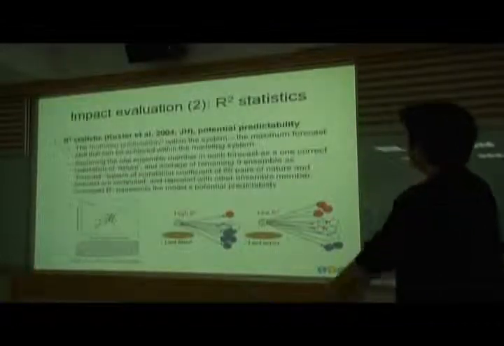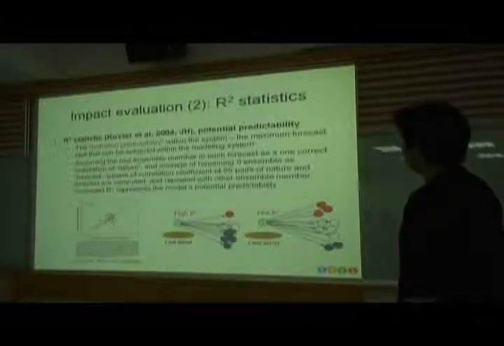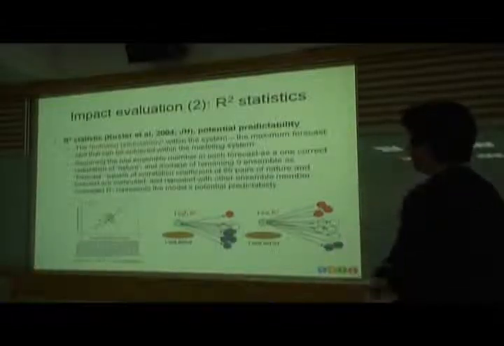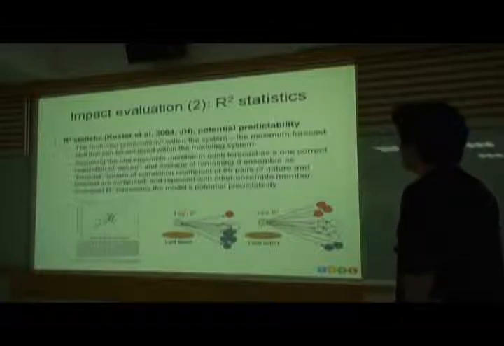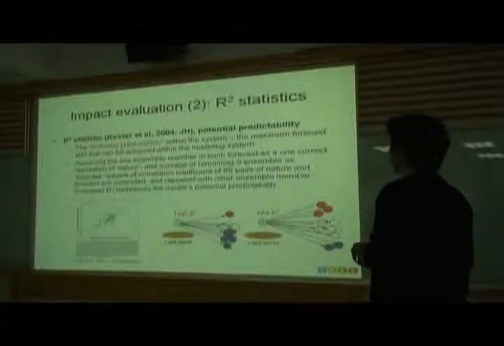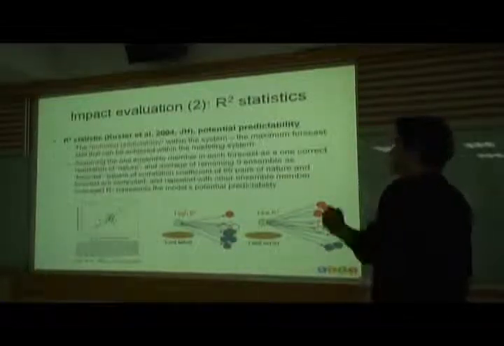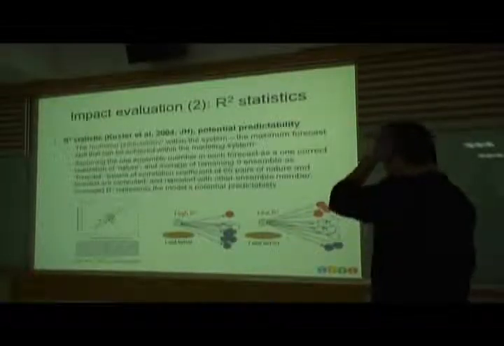Next evaluation is R-square statistics by Costa et al. This statistics means the potential predictability within the system by the land initializations. Assuming one ensemble member in each forecast is the correct realization of nature, and the average of the remaining 9 ensembles is the forecast, we have 65 pairs of nature and forecast because we have 5 months in each year and 13 years.